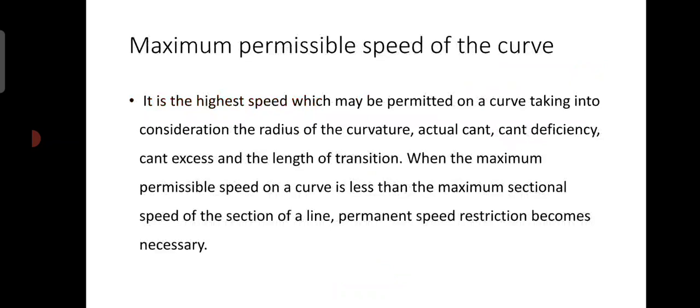Maximum permissible speed of the curve. It is the highest speed which may be permitted on a curve, taking into consideration the radius of curvature, actual cant, cant deficiency, cant excess, and the length of transition curve. When the maximum permissible speed on a curve is less than the maximum sectional speed of a section of the line, permanent speed restriction becomes necessary.